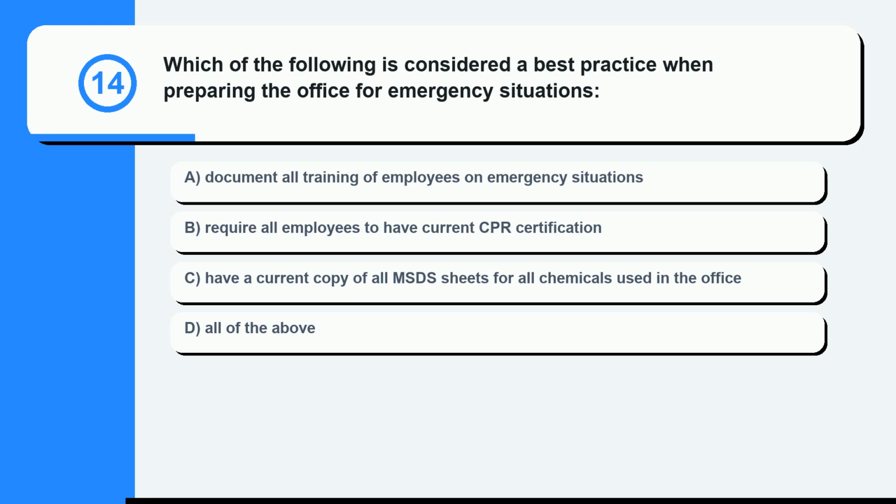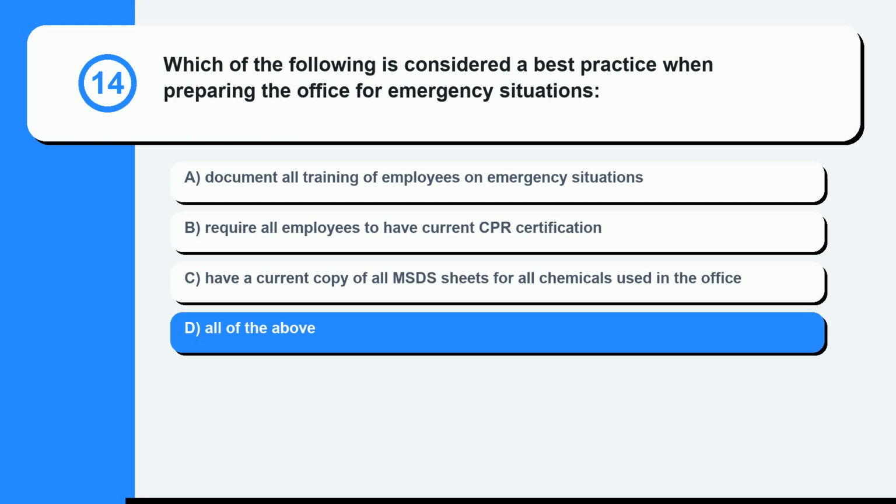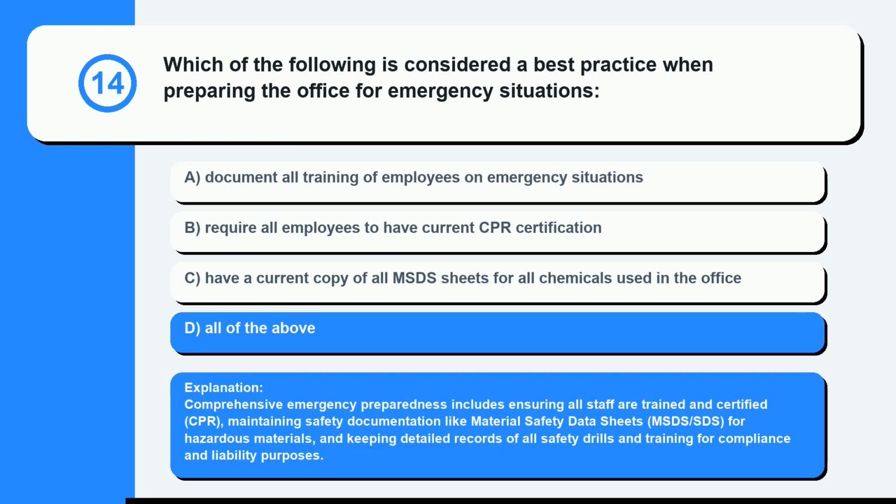Question 14. Which of the following is considered a best practice when preparing the office for emergency situations? A, document all training of employees on emergency situations. B, require all employees to have current CPR certification. C, have a current copy of all MSDS sheets for all chemicals used in the office. Or D, all of the above. The correct answer is D, all of the above.